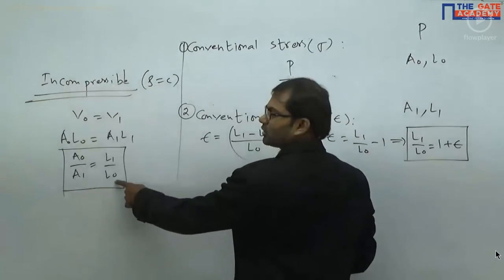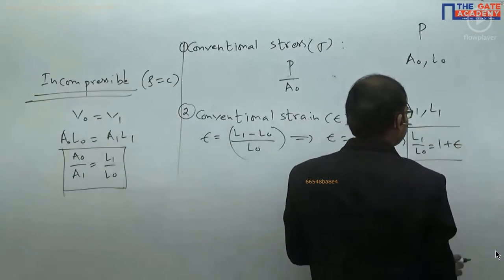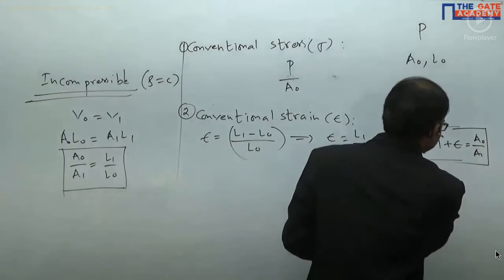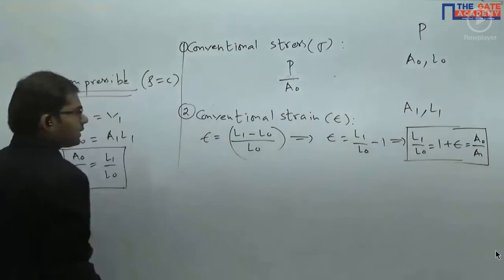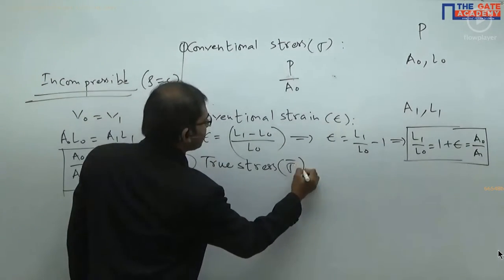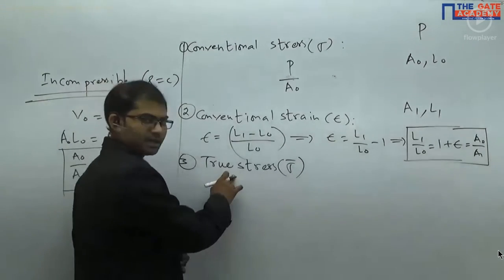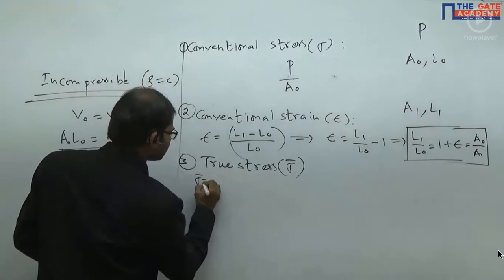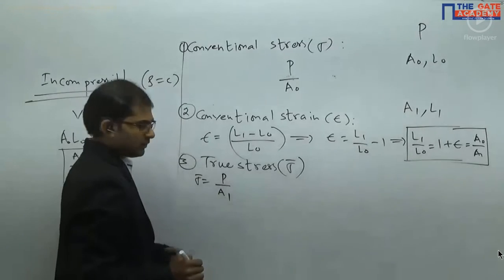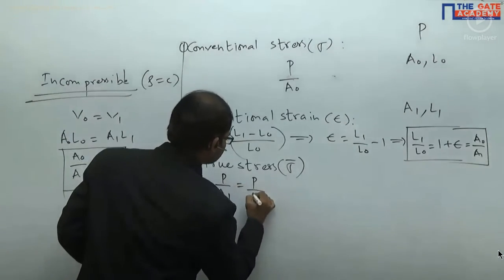But from here we know L1 by L0 is equal to simply A0 by A1. So we write this down also: L1 by L0 is equal to 1 plus epsilon, which is equal to A0 by A1. So this is the answer here. Now we are going with the third one, that is true stress. True stress is sigma bar here. For true stress we should be taking instantaneous dimensions. I'm putting it as sigma bar; it's not a standard notation, by the way. So it is P by A1, but we can't get the value of A1 immediately, so we go on writing this.